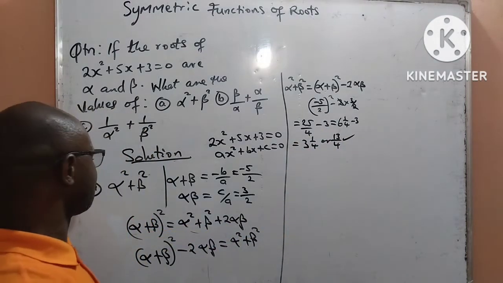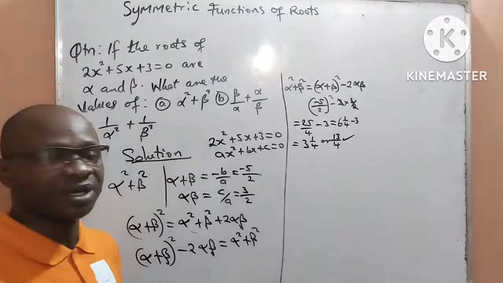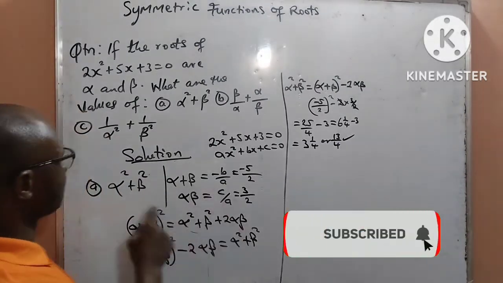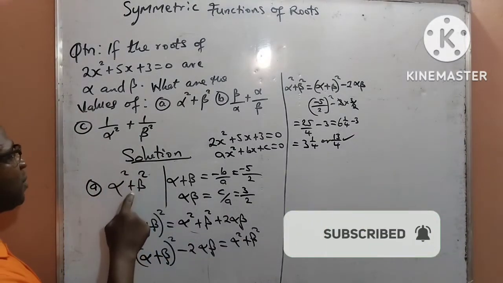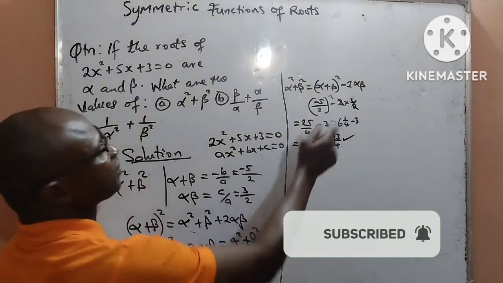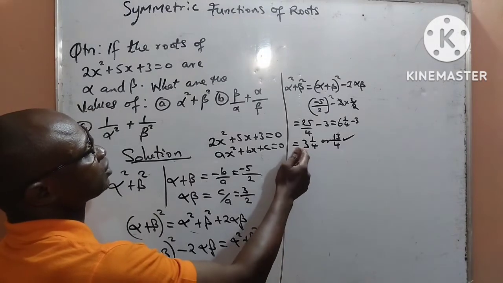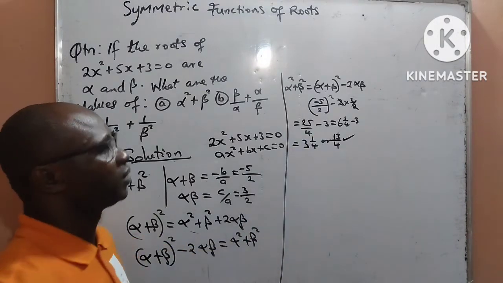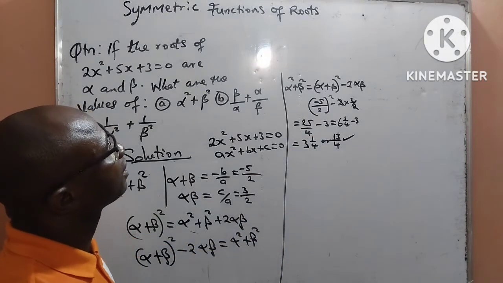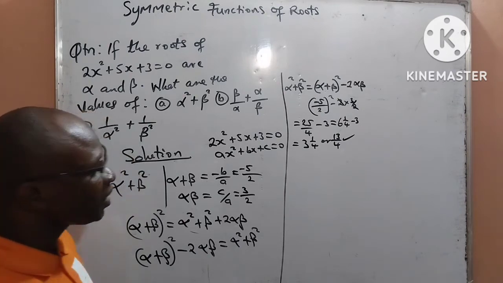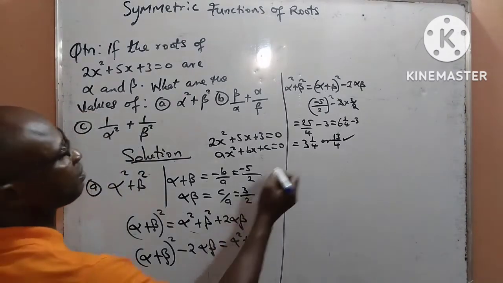Answer. So we have gotten the first answer in question A. We are asked to find alpha squared plus beta squared, and after solving it, our final answer is 13 all over 4, or as a mixed fraction, 3 whole number 1 all over 4. Okay? So, that is that. Then we go to the question B.